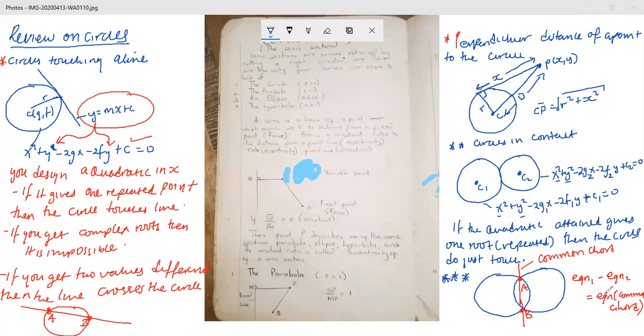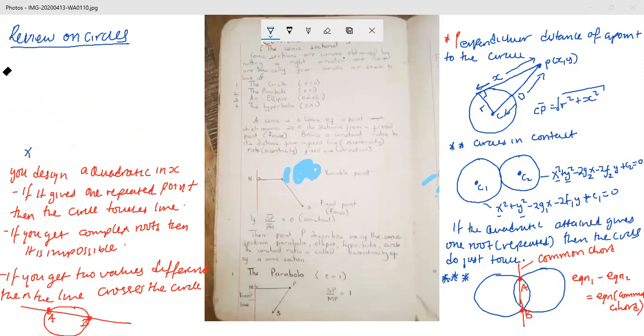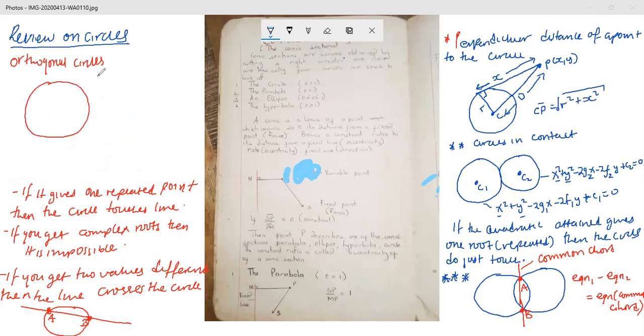Then the last bit I want to mention here is the bit of orthogonality on intersecting circles. When they tell you circles are orthogonal, what do you put into consideration? When circles are orthogonal, when they intersect, they will have their centers.